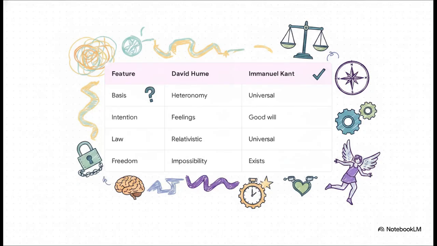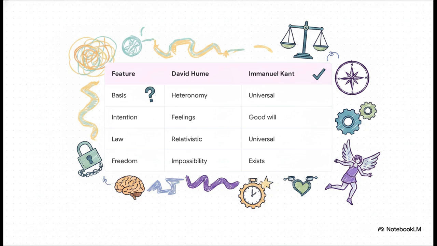When we contrast these two thinkers side by side like this, a really deep philosophical divide emerges. For the basis of morality, Hume relies on heteronomy, meaning you act simply to satisfy external desires and passions. Kant, as we saw, seeks a universal system of moral judgment. When it comes to intention, Hume focuses heavily on our psychological states and our feelings regarding the consequences of an action. Kant demands focus on the goodwill and the intention of the agent as the absolute sole standard.